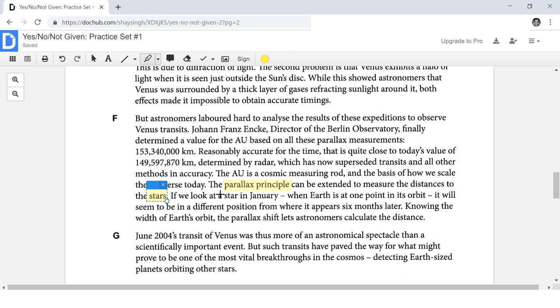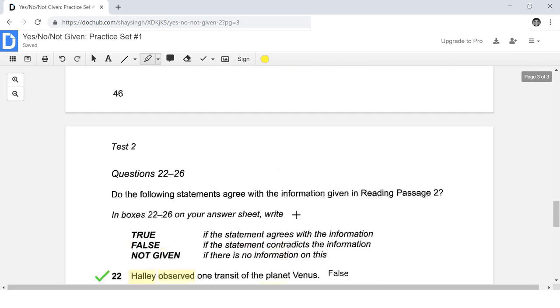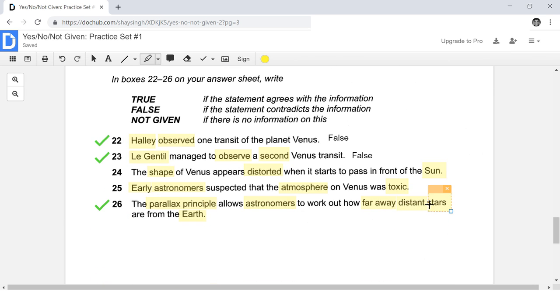Check that out. Something about stars, something more about stars, and something about Earth. So we were looking for these keywords: Earth, stars, something about distance, and then parallax principle. So let's read this question sentence now. It says, the parallax principle allows astronomers to work out how far away distant stars are from the Earth. So it's basically saying that the parallax principle helps astronomers to figure out the distance between stars and the planet Earth. Let's find out.